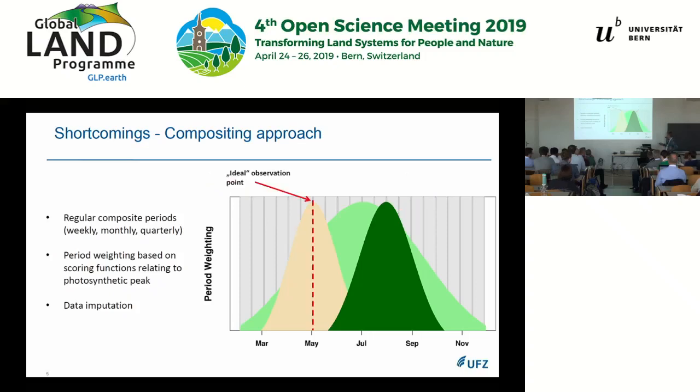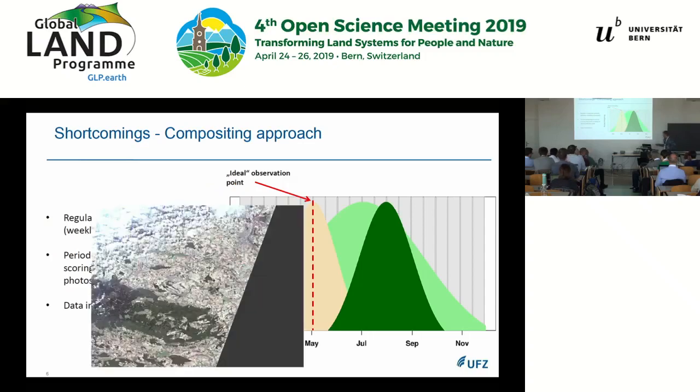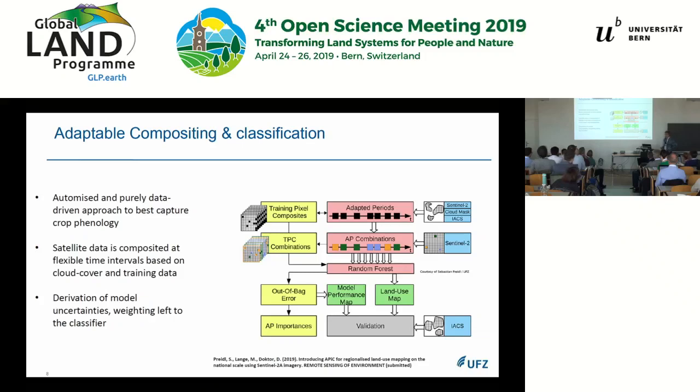And even if you could identify an ideal observation point here, for example, how would this look in a satellite image? Cloudy perhaps, maybe black-filled as well. And where would your training data be in that satellite image? That's why we came up with an alternative approach where the composite periods are not defined regularly but flexibly, based on cloud coverage and training data only, and the weighting is then left to the classifier.